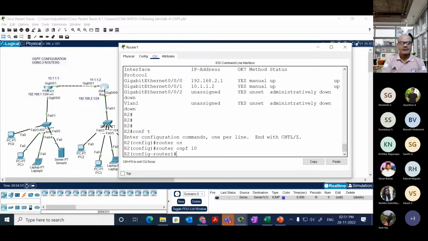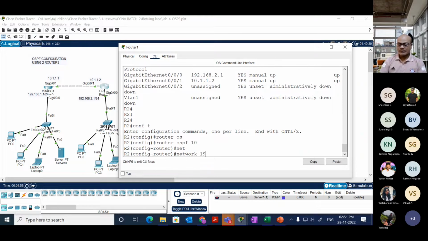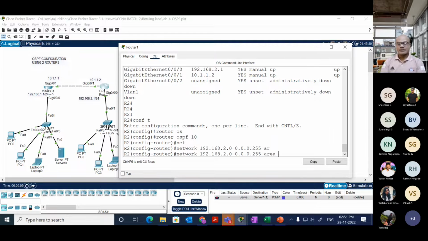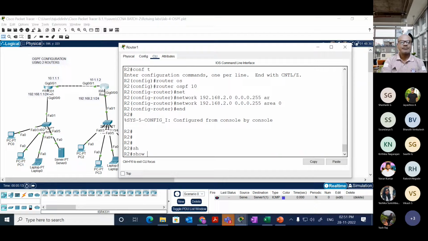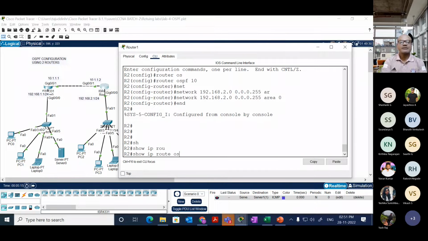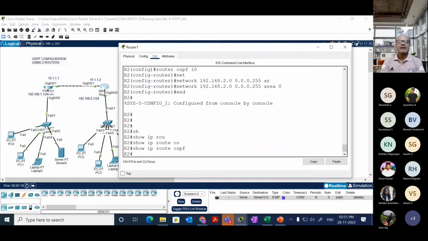OSPF 10 network 192.168.2.0, right? Yes. 255.0.0.1. This also goes in area 0. So remember, OSPF is a slow routing protocol, guys, so it takes time to update.